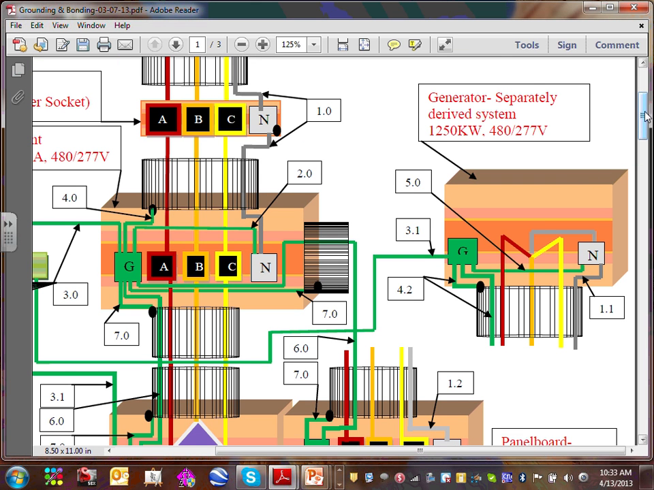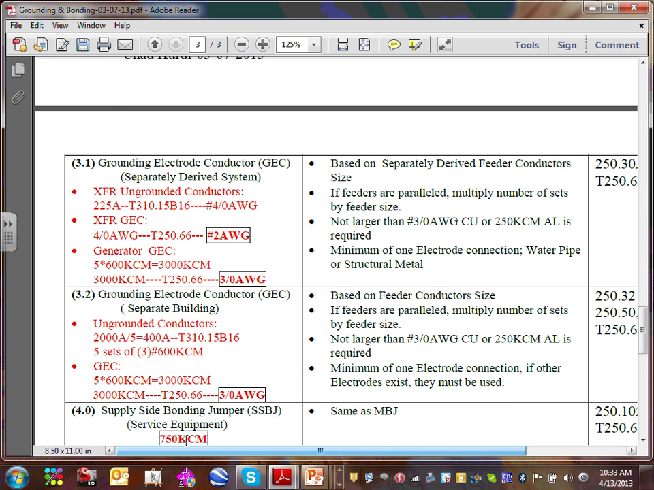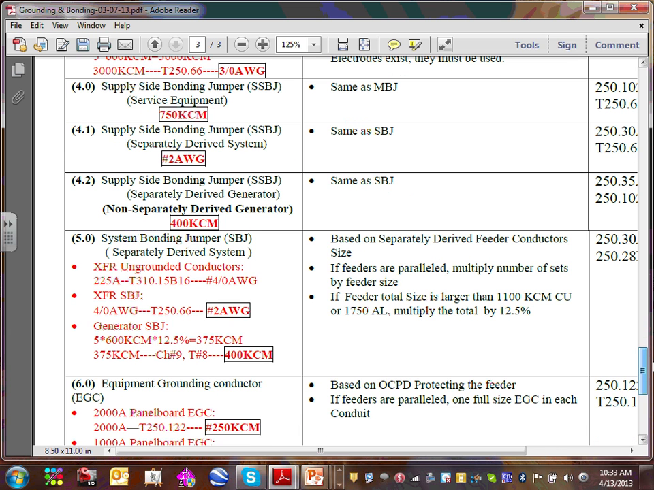The last one, guys, number 4.2, way at the bottom here. Number 5, we got that one for the gen, I believe. Here's my 5 for the gen. We came up with 400. 4.2, though, I want to focus on 4.2. You can see it right here: supply side bonding jumper, separately derived generator, 400 kcmil. Exactly. If it's a supply side bonding jumper, guys, it's treated as a system bonding jumper.